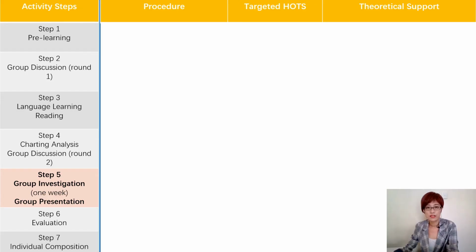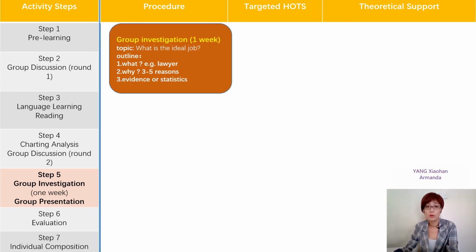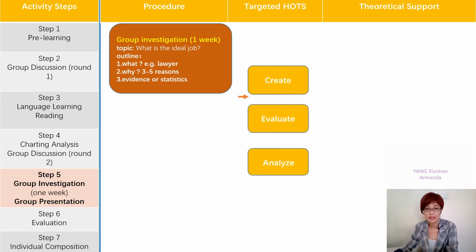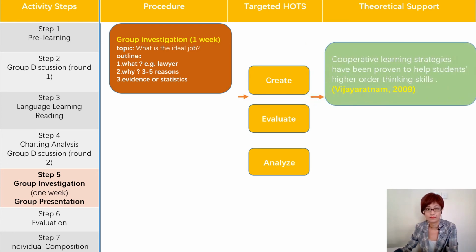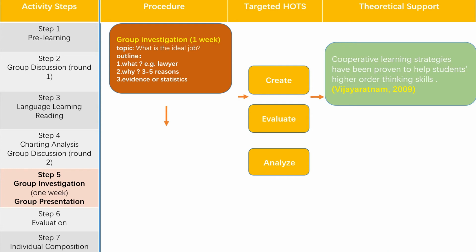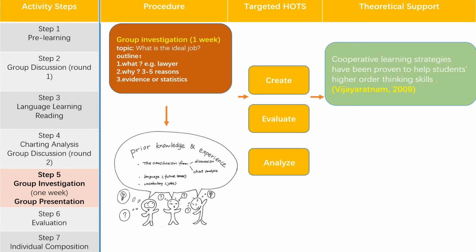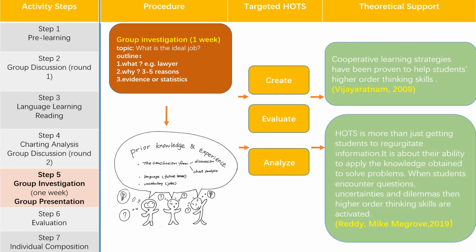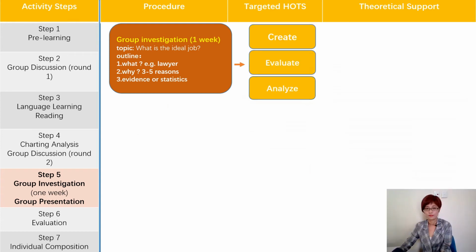Now, let's move on to step 5. Students will receive a task at the end of class, which is a one-week-long group investigation. It can be regarded as cooperative learning, and this has been proven to help students' higher thinking skills. Furthermore, the students got much prior knowledge from step 1 to 4, but they may still have some questions. At this point, we give them these tasks to foster the HLTs more effectively because according to this article, it's the right time to do so.